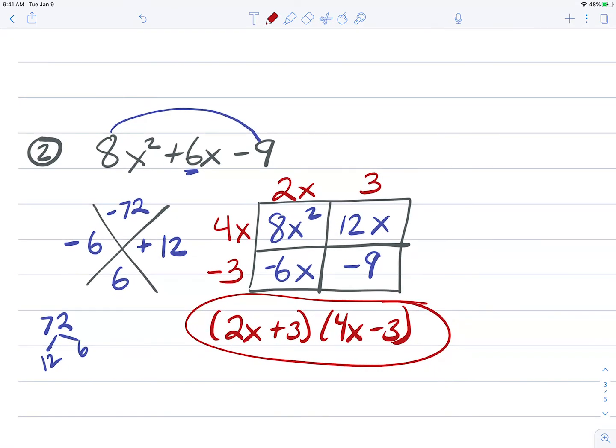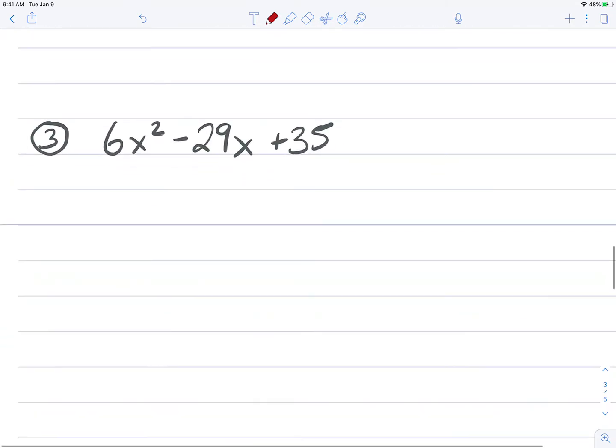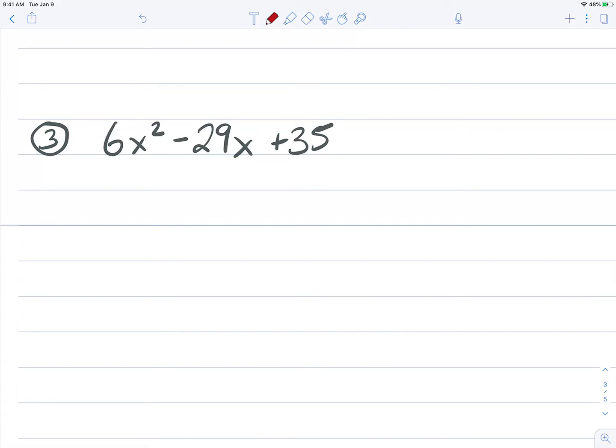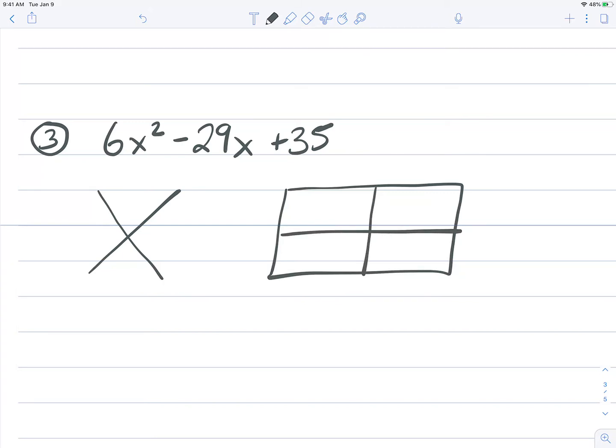Okay, we're going to try one more problem, number 3. This problem is 6x squared minus 29x plus 35. There is no GCF. There are 3 terms. The coefficient of x squared is not a 1. Therefore, it is a diamond and a box. So if I were to multiply 6 times 35, that is 210. Do not worry about that right now. I will kind of go through how to deal with such large numbers. The bottom is negative 29.